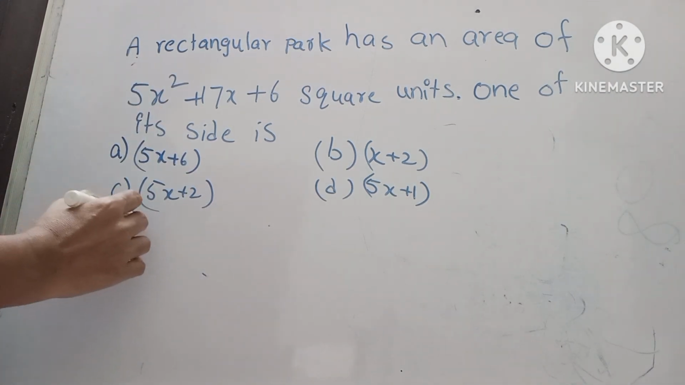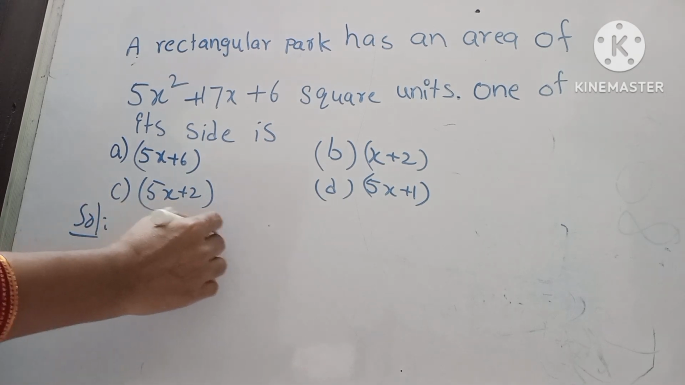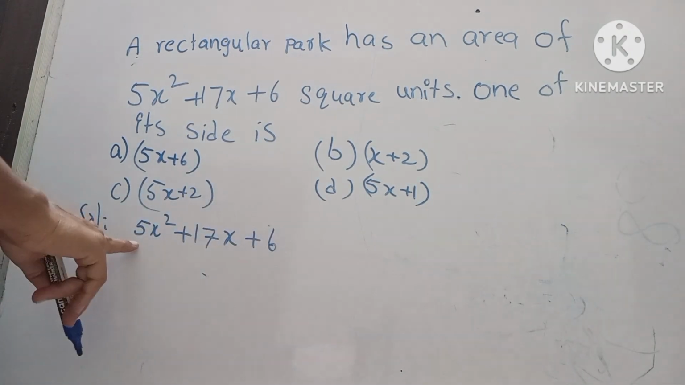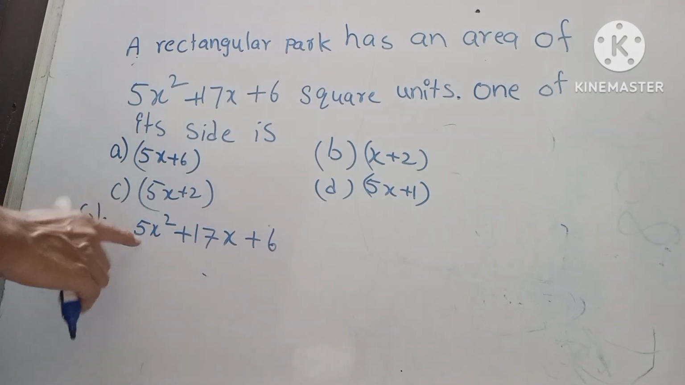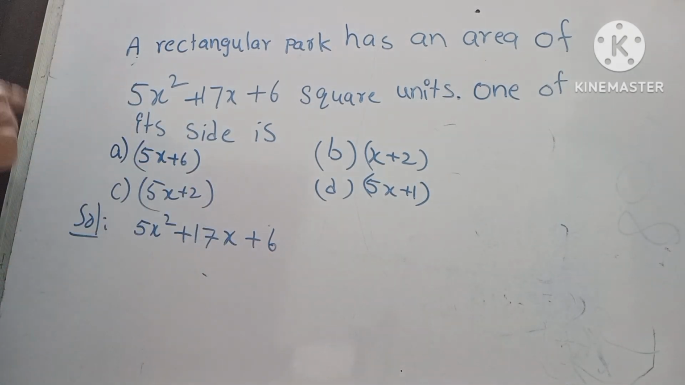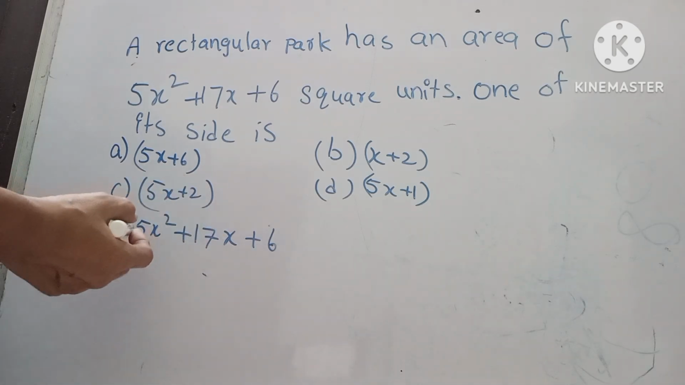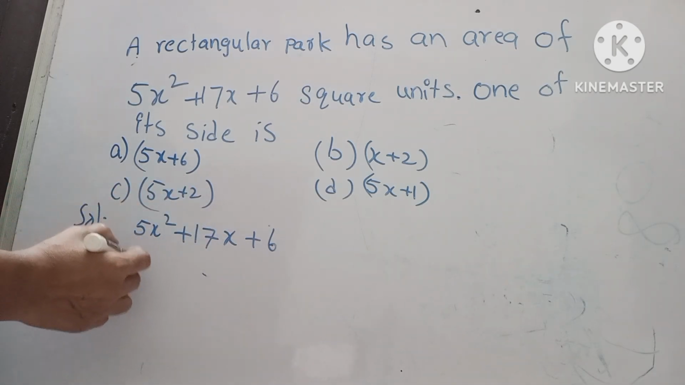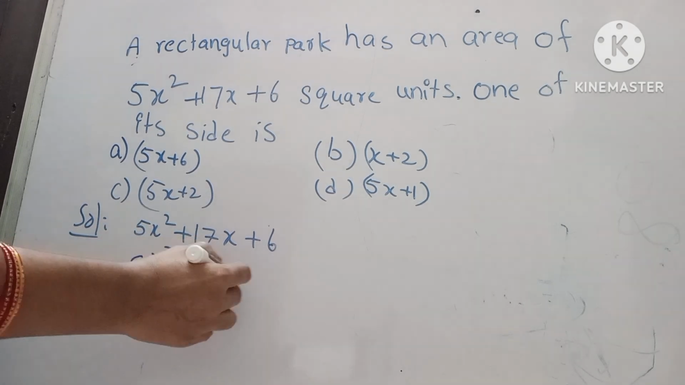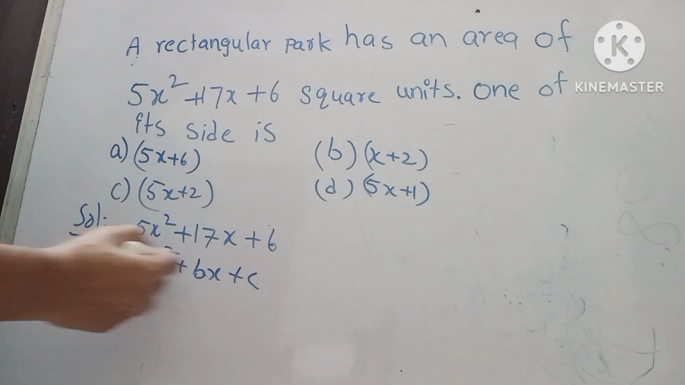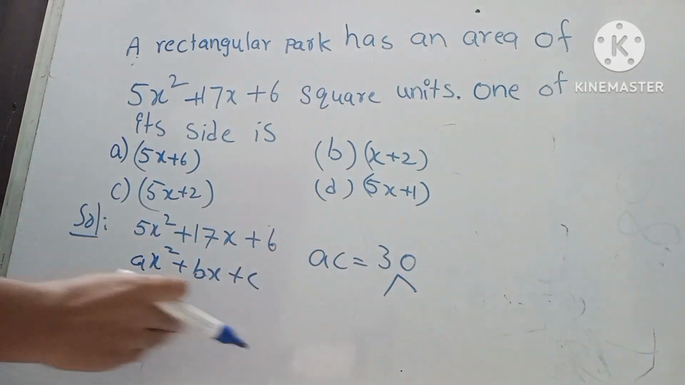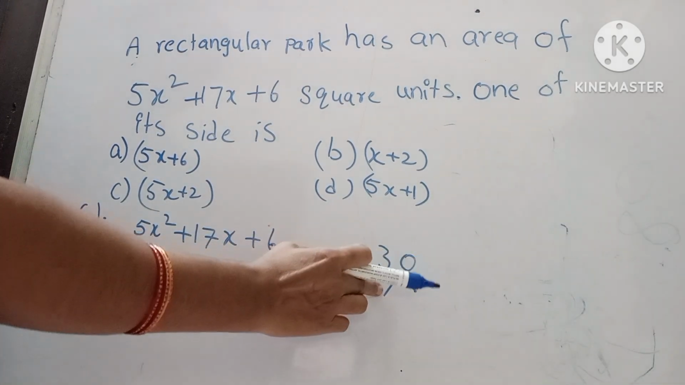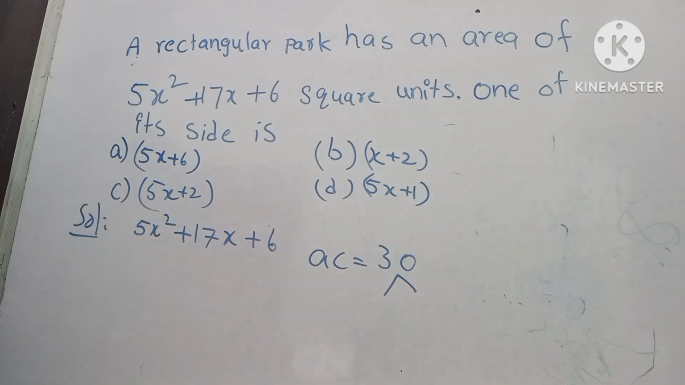Solution: 5x square plus 17x plus 6. As in the previous question, this is not a perfect square polynomial; the first term and last term are not perfect squares. So this is just factorization of trinomials. This is in the form of ax square plus bx plus c. To find the factors, we need to multiply a and c. 5 times 6 is 30. Now we have to find the factors of 30 whose sum is 17.